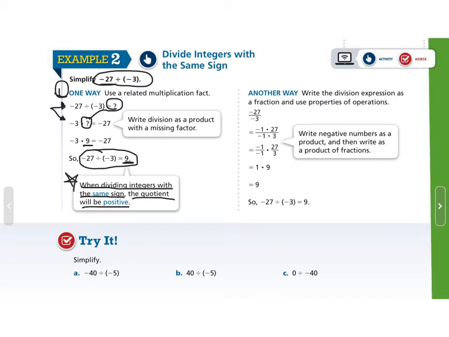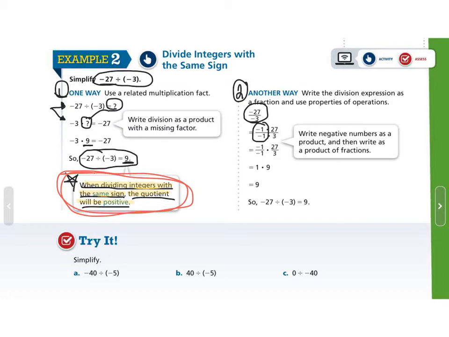I'm going to go ahead and highlight that here as well. Another way to do this is to think of this as a fraction. Remember, division and fractions are related because that fraction bar is another way to write a division sign. So as you can see here, they've turned that negative 27 divided by negative 3 into a fraction form. And then they factored out a negative 1 from both the 27 and the 3.